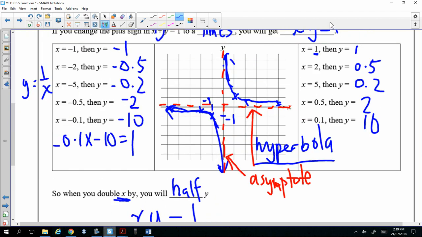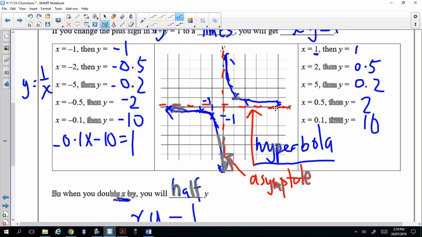Now, what happens as x gets bigger? What happens to the y value? It gets smaller, yeah. And if you make x very big, y gets very small. So you have this asymptote. So the bigger the x, the smaller the y, right? And same thing with the smaller the x, the bigger the y. So you have this shape. Smaller the x, bigger the y; bigger the x, smaller the y.